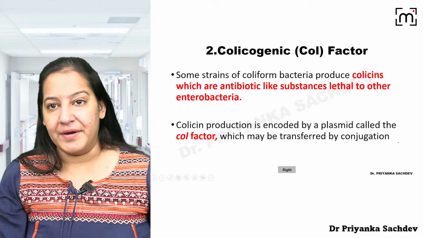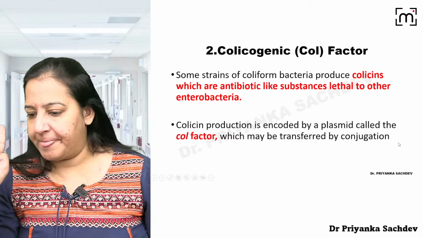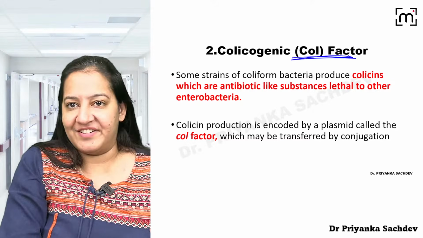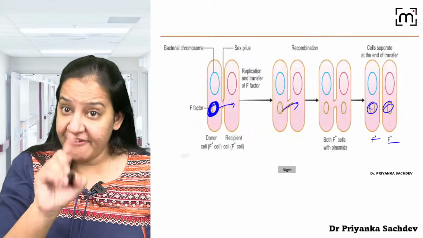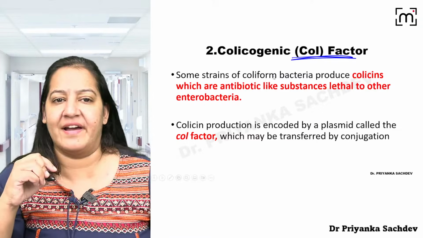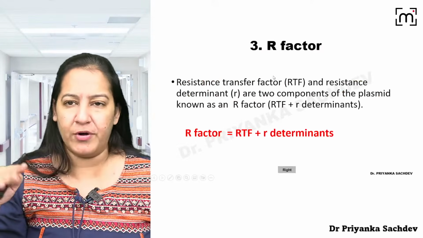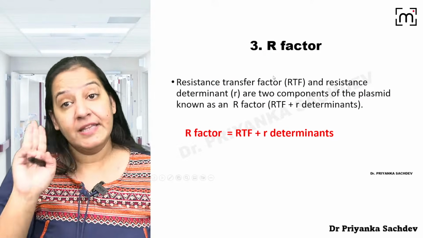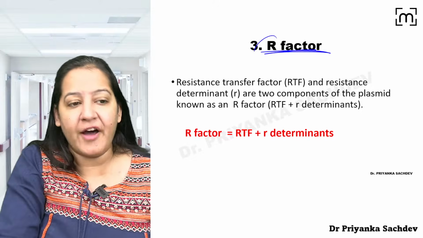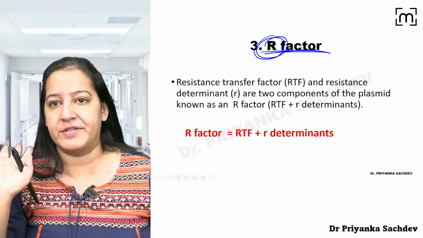Come on. The second type of conjugation is Col factor. This one was F factor. The second one is Col factor. Col is not very important. Some are Col positive, Col negative, and the same way this will be too, okay. The third one is resistance factor, R factor. The third one is R, very important.